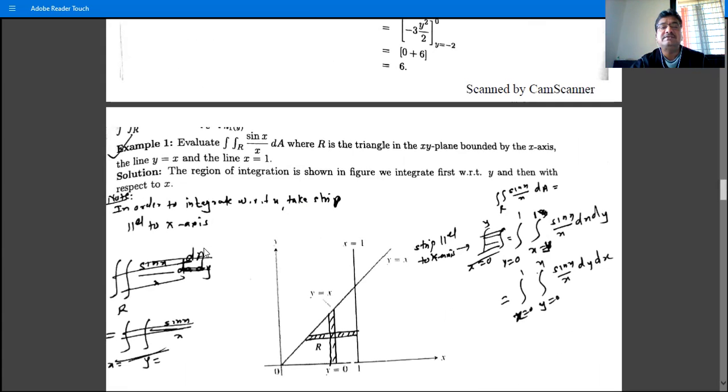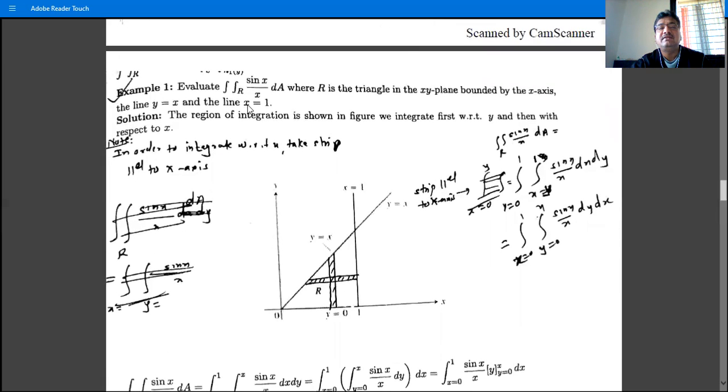Then the next problem is evaluate the double integration over R of sin x by x dA, where R is the triangle in the xy plane bounded by the x-axis, and the line y is equal to x and the line x is equal to 1. So this is the y is equal to x line, this is the x is equal to 1 line, and this is the x-axis, okay? Its equation is y is equal to 0.